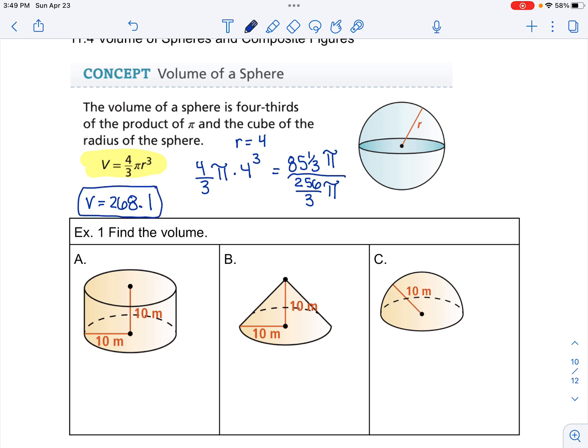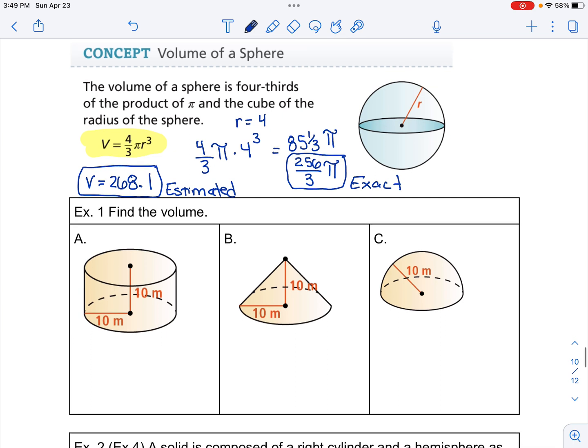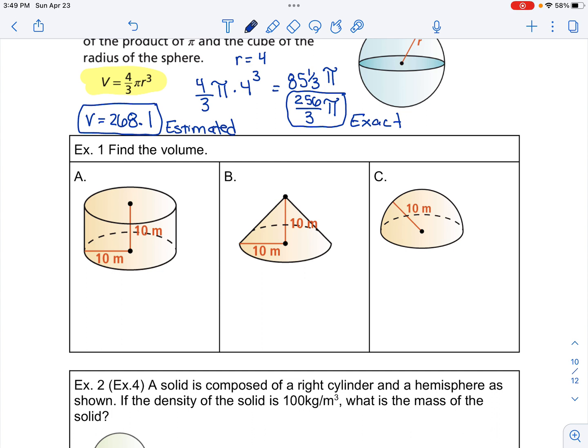This is called the exact answer. And the other one is estimated, which is the way we've been leaving most things. But I have seen a few examples where they'll leave in terms of pi and then times by the pi. So just so you know how to do it. Over this chapter, we've learned how to do volumes of cylinders and prisms. Then we did cones and pyramids. And then today we're going to talk about spheres.